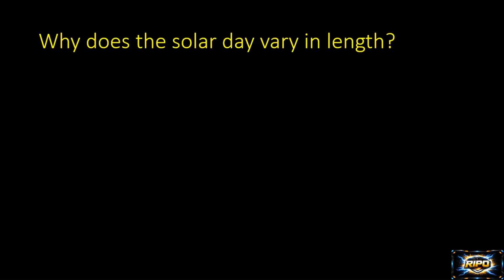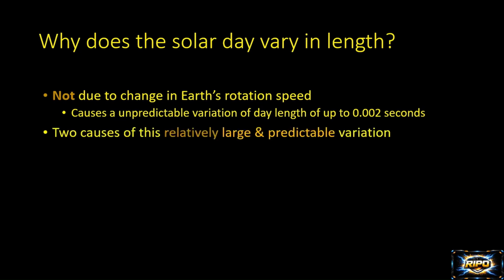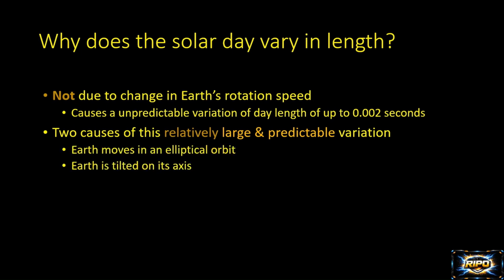The variation in the length of the solar day isn't due to the change in the Earth's rotation speed. Although it does vary a little, the effects are both small and unpredictable, whereas the variation in the length of the solar day is large and predictable. There are actually two different causes of this variation. Firstly, the Earth moves in an elliptical orbit around the Sun, and secondly, the Earth is tilted on its axis. I'll now talk about each of these effects in turn.